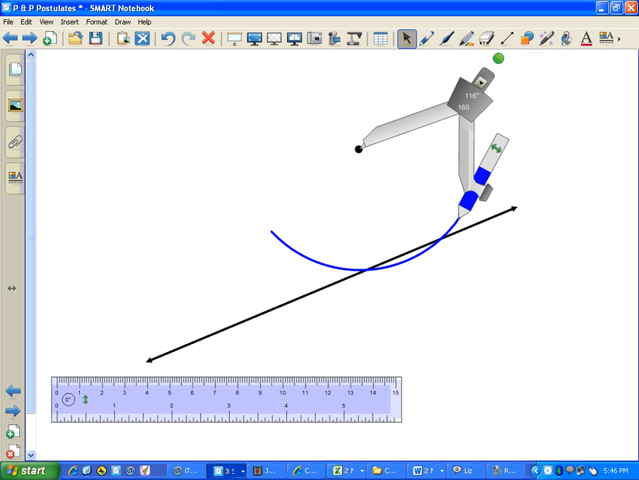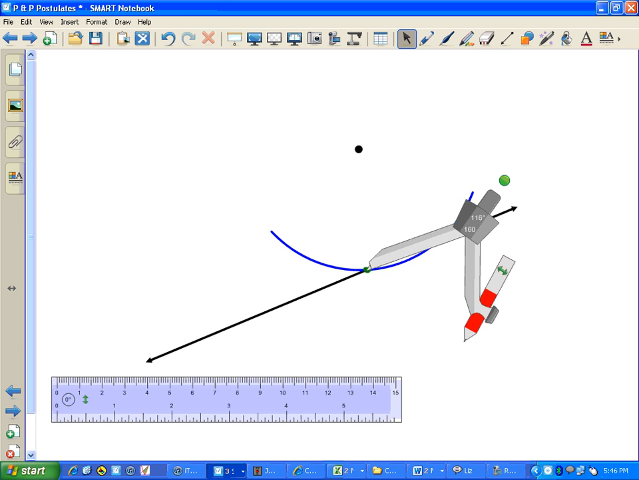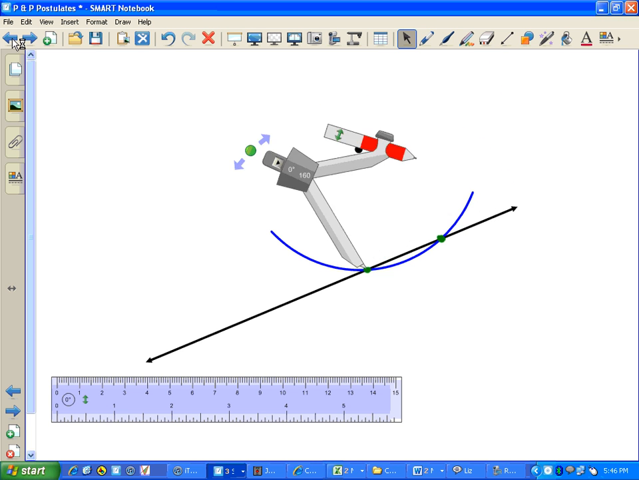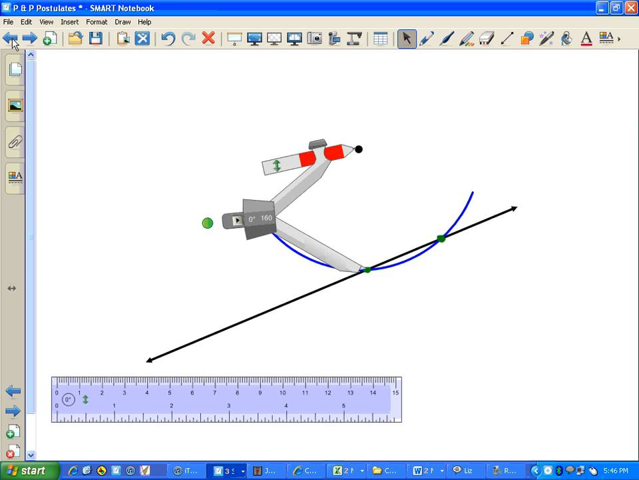Okay, and where it crosses my line, that's basically setting up endpoints of a segment that are equidistant from the point that I'm trying to go through. So now all I have to do is bisect this segment. I already know it's going to go through my point, because I used my point to make sure I got these endpoints.